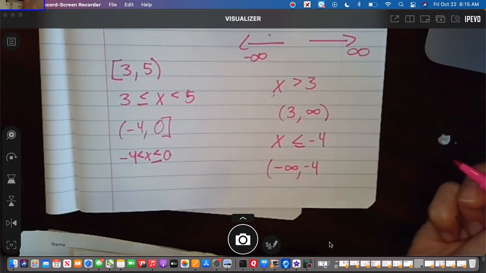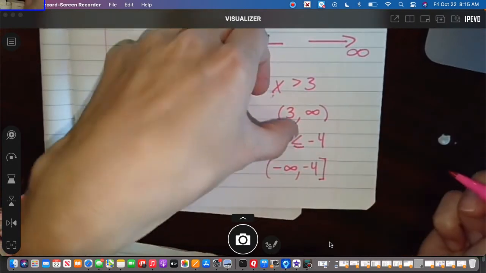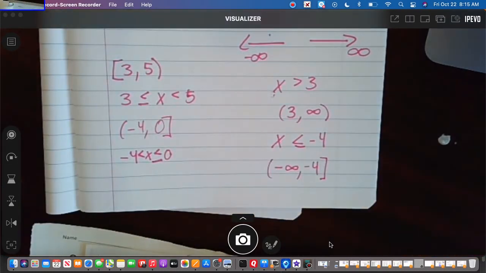Why? Because you're equal to it. Do you see that equal sign? That's why you use a bracket. Okay, are we kind of getting it a little bit better? A little bit, yeah, maybe.